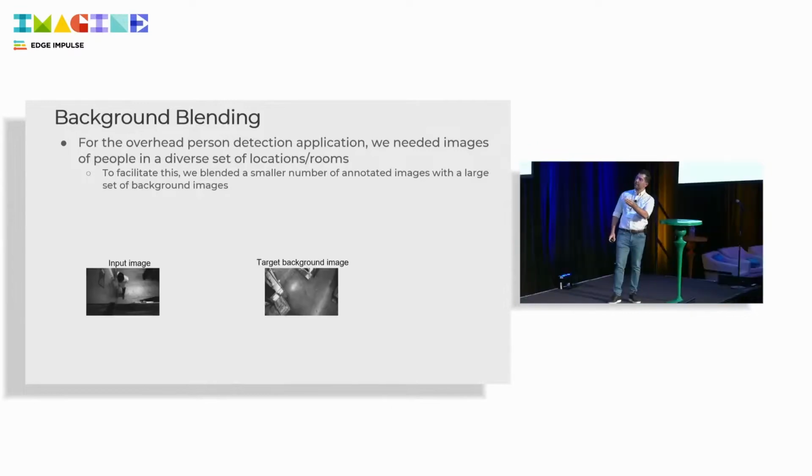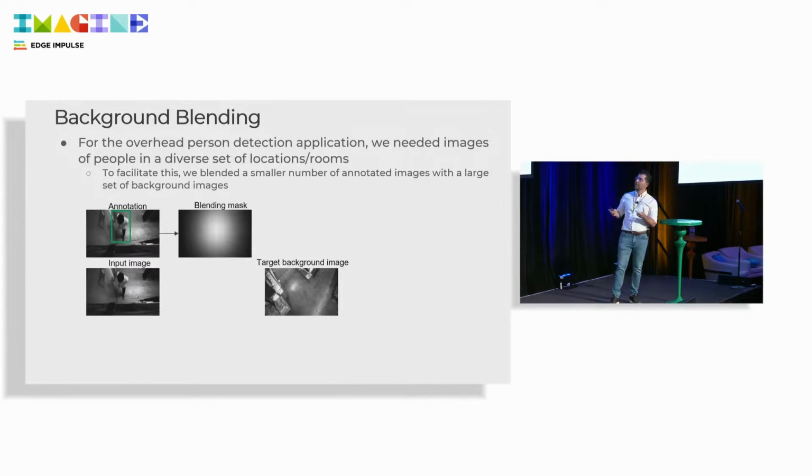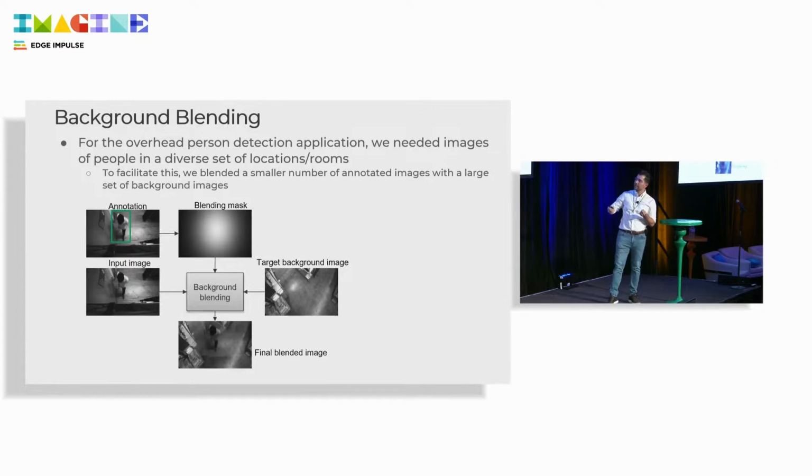On the left side, you have an input image. On the right side is a target background image. Our goal is to blend the person with this background. Simply, we take the annotation that we made for that frame, and we create a blending mask, which is centered on that box and fades out as you move away from the center of the box. Then we just blend the input image and the target background image, and we get an image that looks reasonable. It feels like the person is now in that new environment, the target background image.